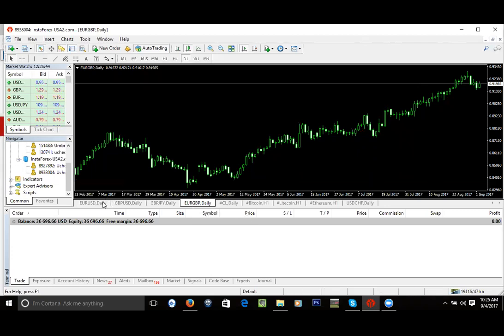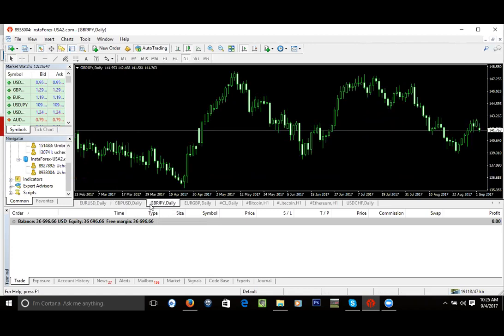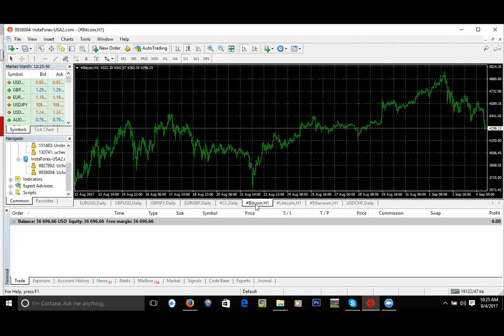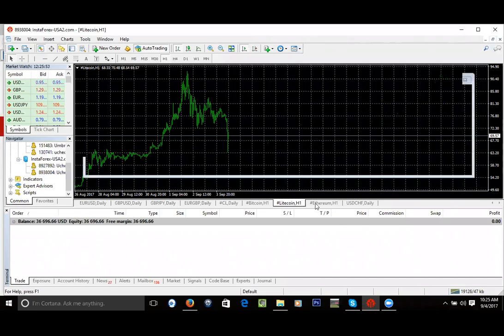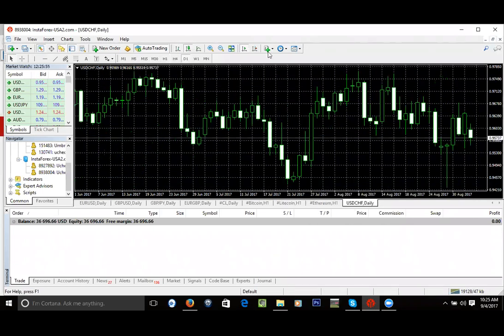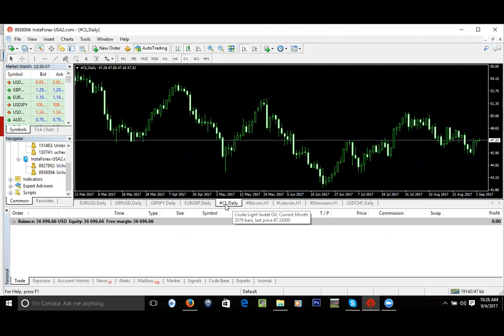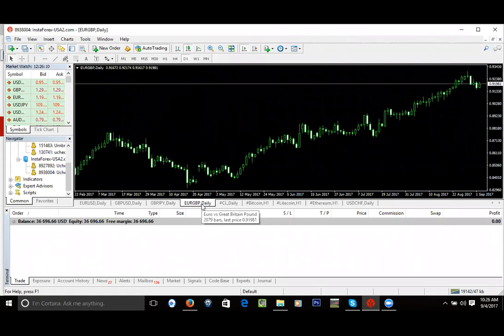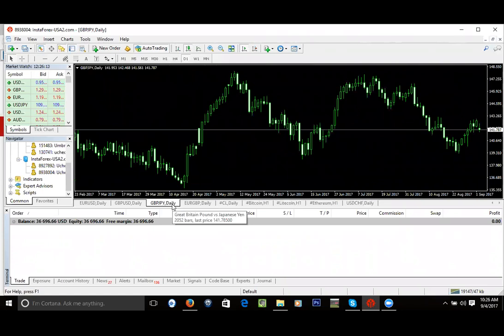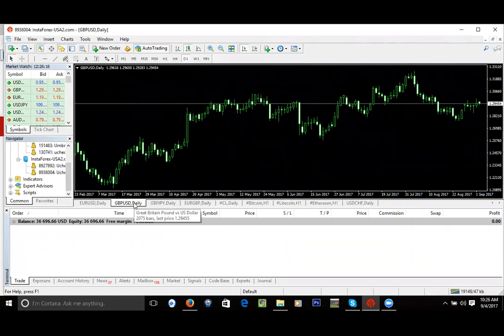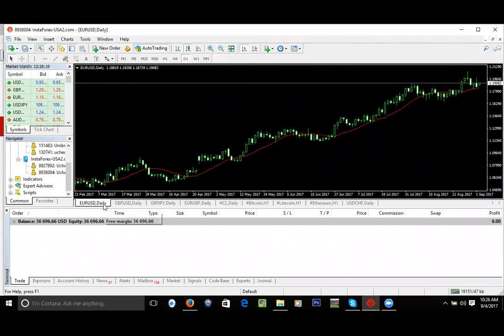On this line is where you see the currencies you are to trade, and also other commodities. At this point, as you can see, this is Bitcoin. This is crude oil. This is the crude oil symbol. This is Euro USD. This is GBP JPY. This is GBP USD. This is Euro USD.